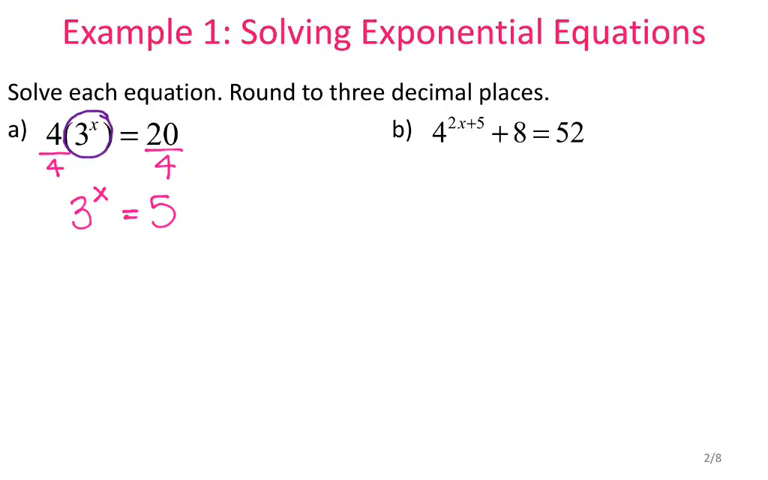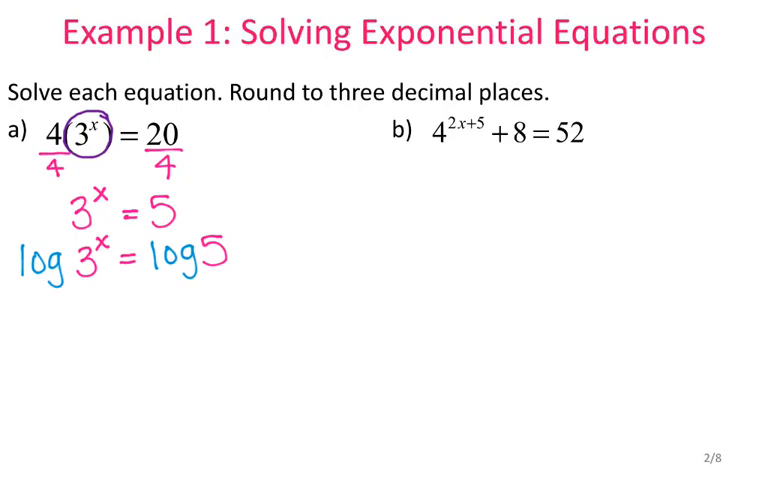Now, right now, when x is an exponent, there's really nothing that you can do with it. So what we want to do is incorporate logarithms to help us adjust that x. So I'm going to go ahead and take log of both sides. I'm literally just writing log on both sides. And of course, whatever you do to one side, you have to do to the other. So I have log of 3 to the x equals log of 5.